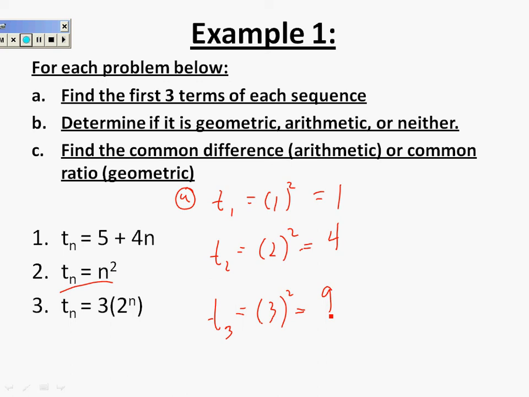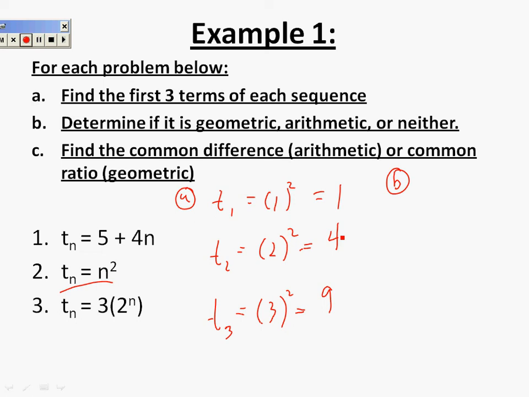Let's see. Well, let's try arithmetic. What do you have to do to get from term 1 to term 2? You have to add 3. Now, is that the same thing you do to get from term 2 to term 3? No. You'd have to add 5. So that's no good. So we know it's not arithmetic.